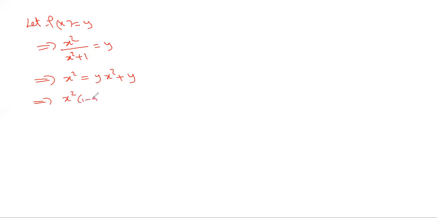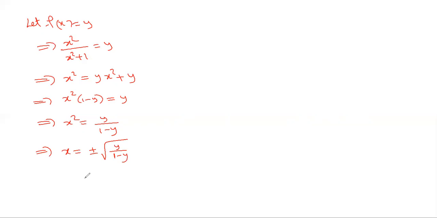Let f of x equal to y. That implies x square by x square plus 1 equal to y. That implies x square equal to y x square plus y. That implies x square into 1 minus y equal to y. That implies x square equal to y by 1 minus y. That implies x is equal to plus or minus root of y by 1 minus y. Right? So in the y method also you write like this.